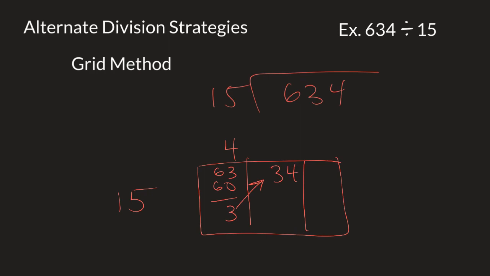Now what we have is 34. How many times does 15 go into 34? Goes in twice. Subtract that. Put this there. And there's nothing else we can add. So the answer is 42, remainder 4. You see that? It is 42, remainder 4. That is the grid method.